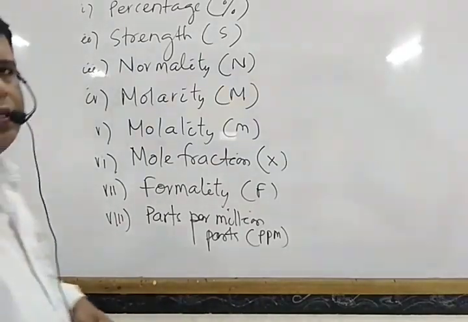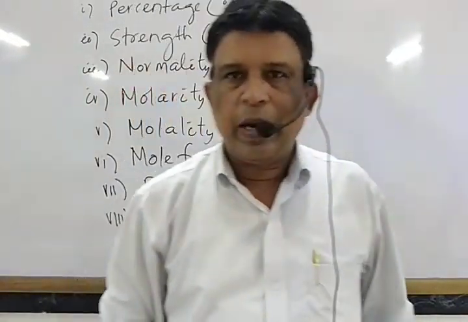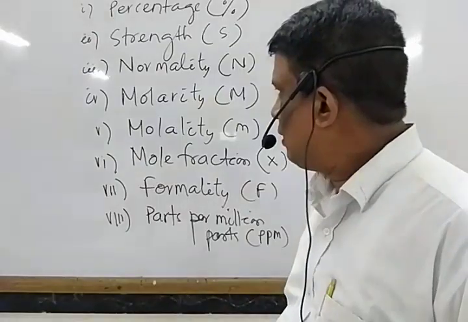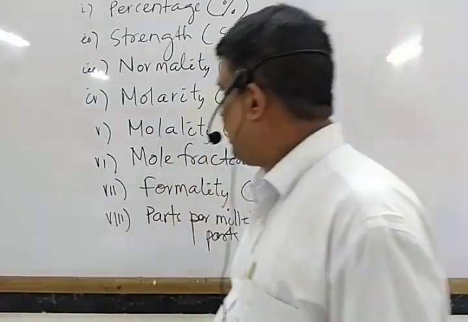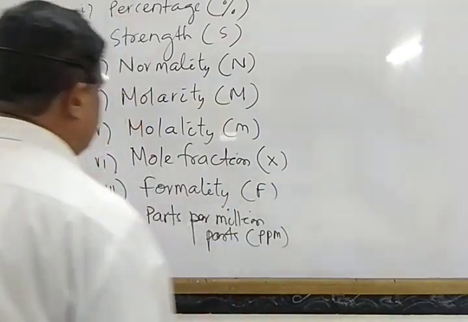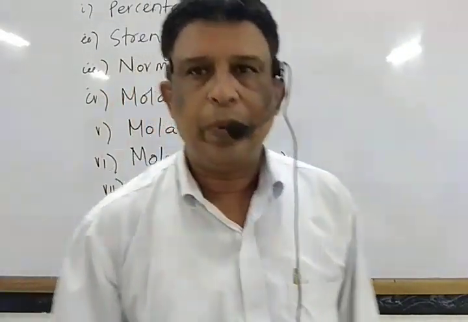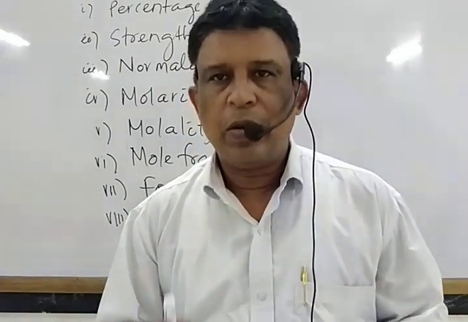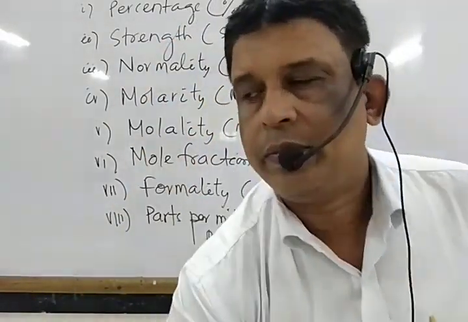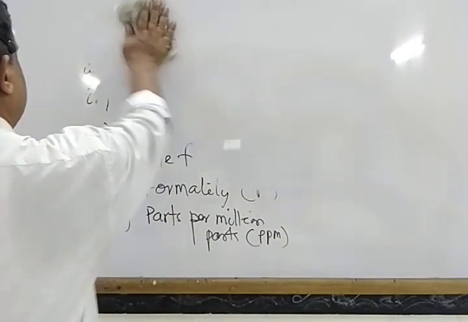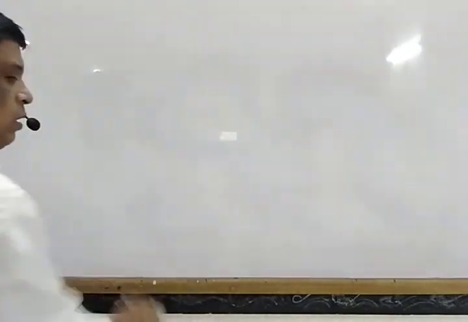Mark that. These are generally the different ways to express the concentration of a solution. Point one is percentage. Next is strength, normality, molarity, molality, mole fraction, formality, and the last one is parts per million or ppm. So let us discuss one by one. We discuss the first method of representing concentration.